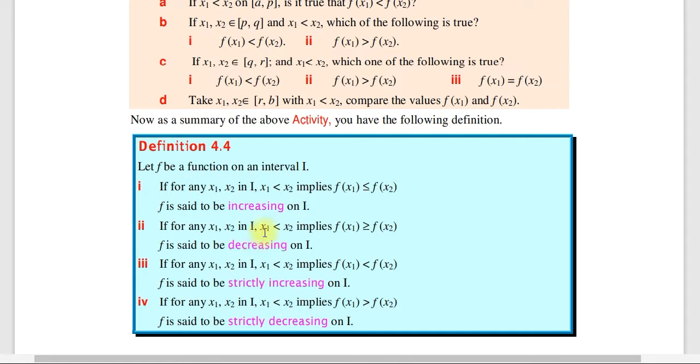For any x1, x2 in I, x1 less than x2 implies f of x1 is greater than or equal to f of x2, then the function is decreasing. Third, if for any x1, x2 in the interval, x1 less than x2 implies f of x1 is less than f of x2, then it is strictly increasing. We have seen this before: what strictly increasing and strictly decreasing mean.